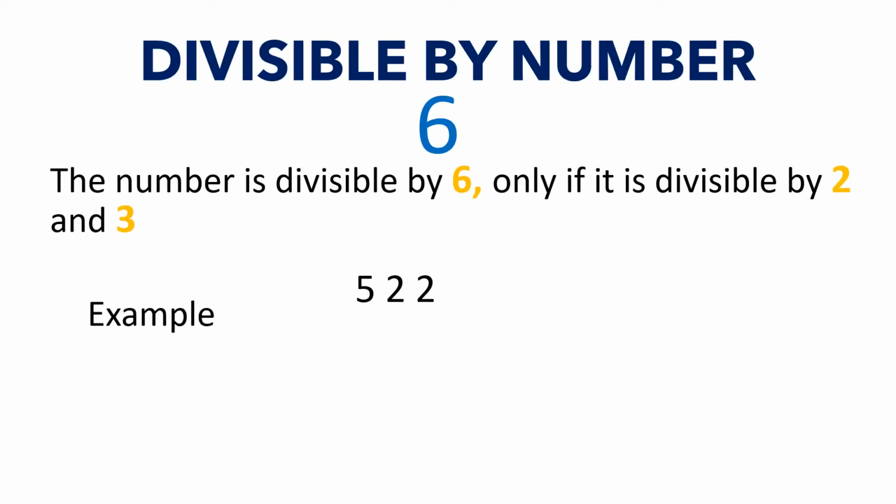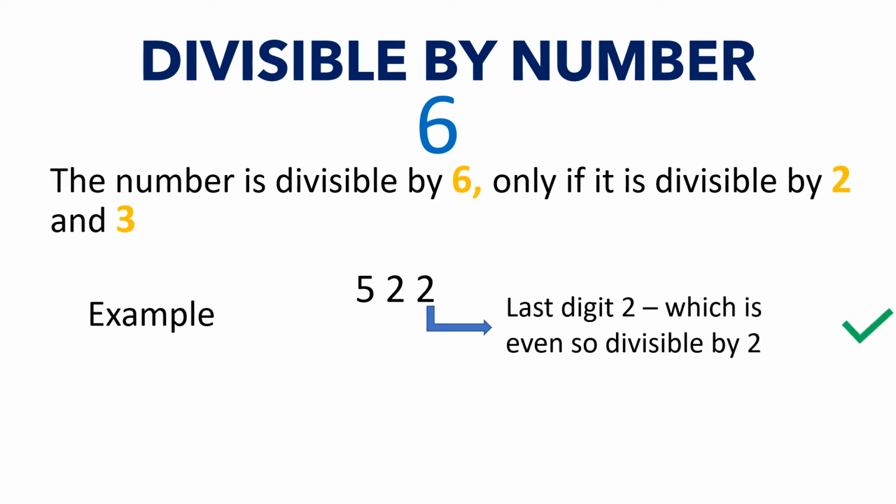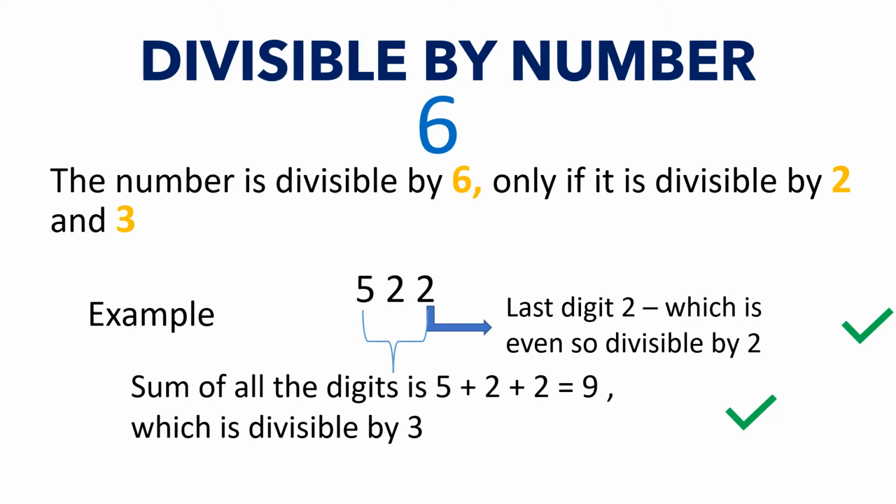Divisibility rule for 6. The number is divisible by 6 only if it is divisible by 2 and 3 both. Let's look into an example. Number 522. Last digit is 2, which is even, so the number is divisible by 2. Sum of all the digits is 9, which is divisible by 3, so 522 is divisible by 3. As we see, 522 passed the divisibility test for 2 and 3 both. It means it is divisible by 6 also.